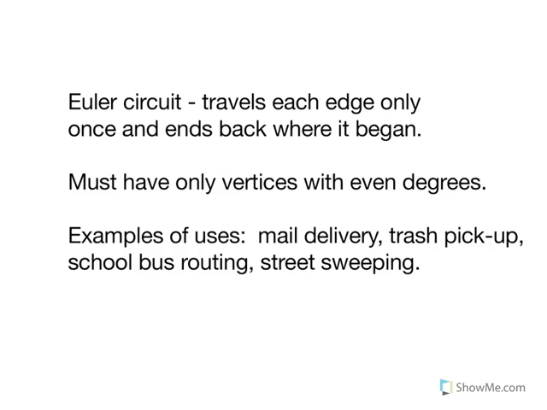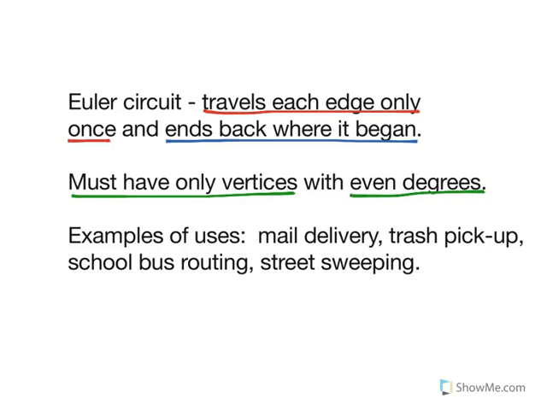An Euler circuit has two rules. One, it travels each edge only once, and it ends back where it began. An Euler circuit must have only vertices with even degrees.